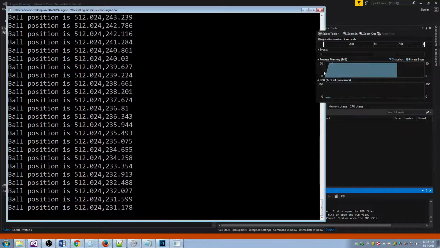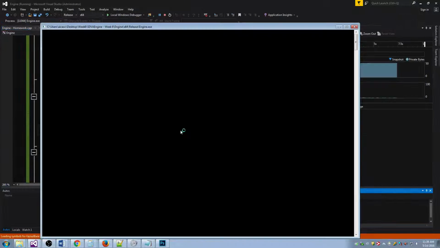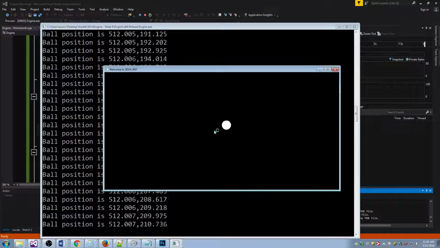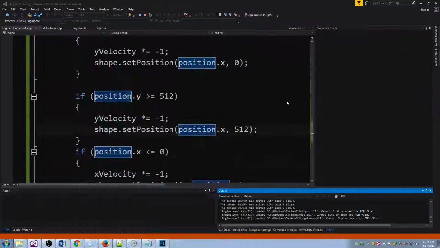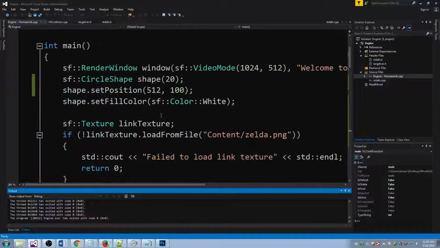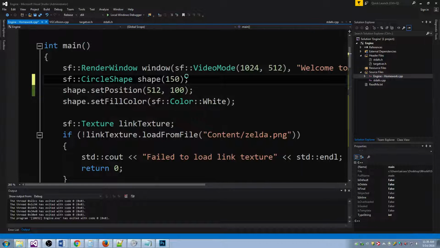Why does it go off the bottom? Yeah, why does it go off the bottom? That's what happens in the lab. That's what mine does too. Why does this ball disappear off the bottom edge of the screen before coming back up? Well, let me make this ball giant here. I'm going to make this ball 150 pixels.